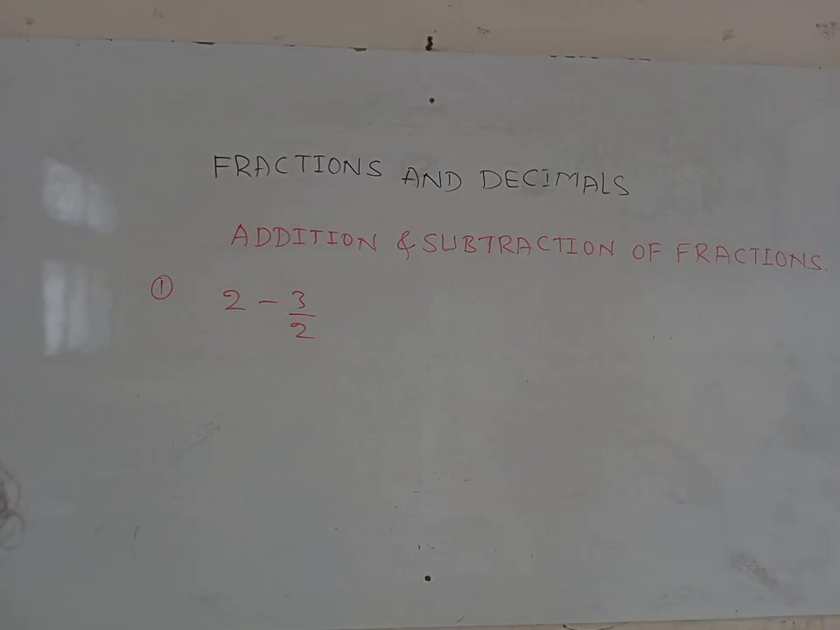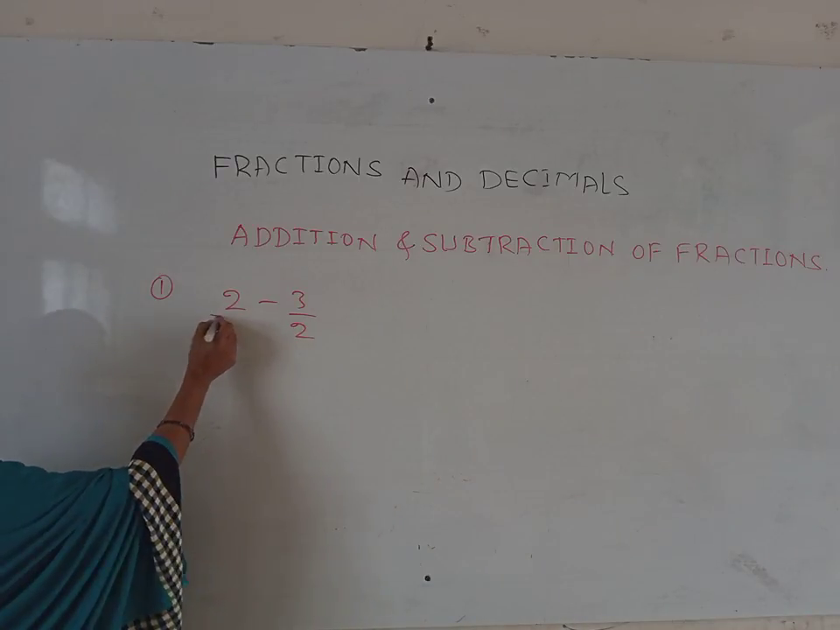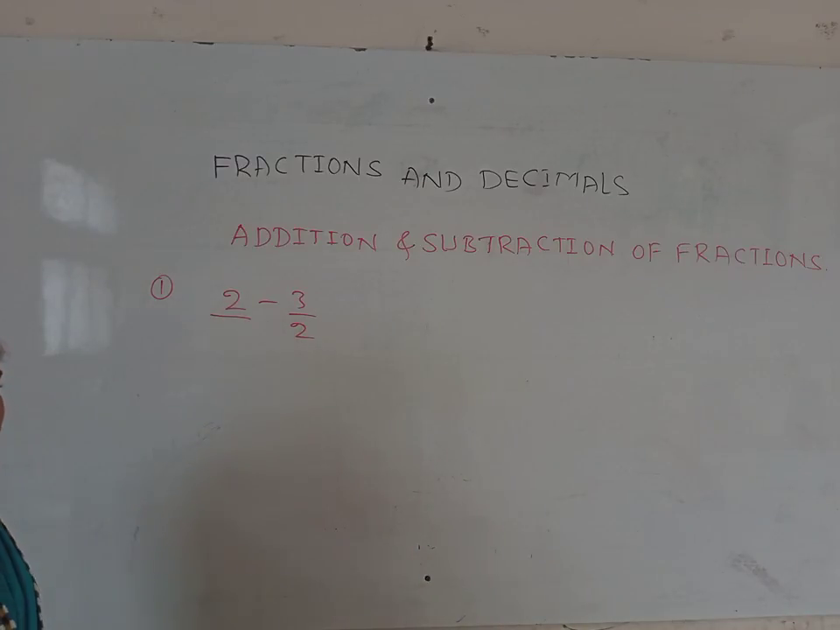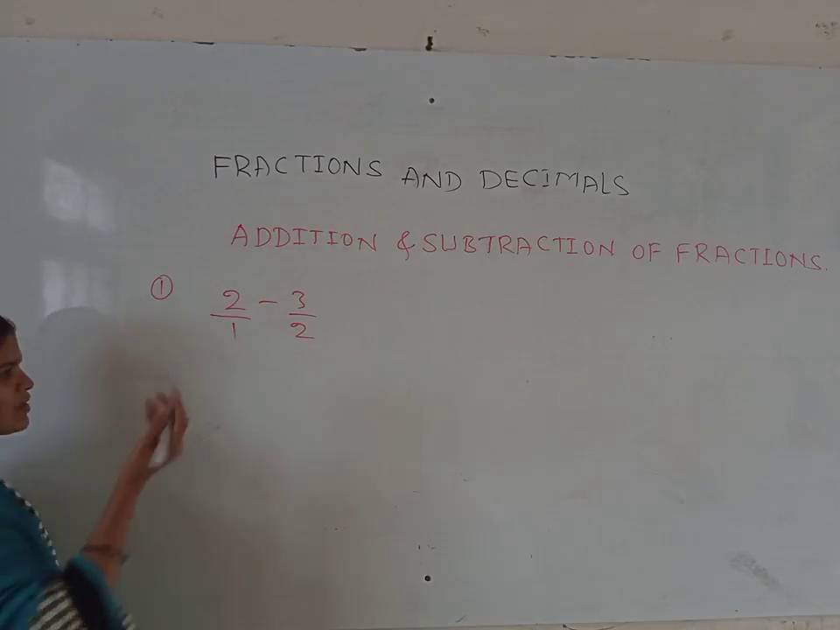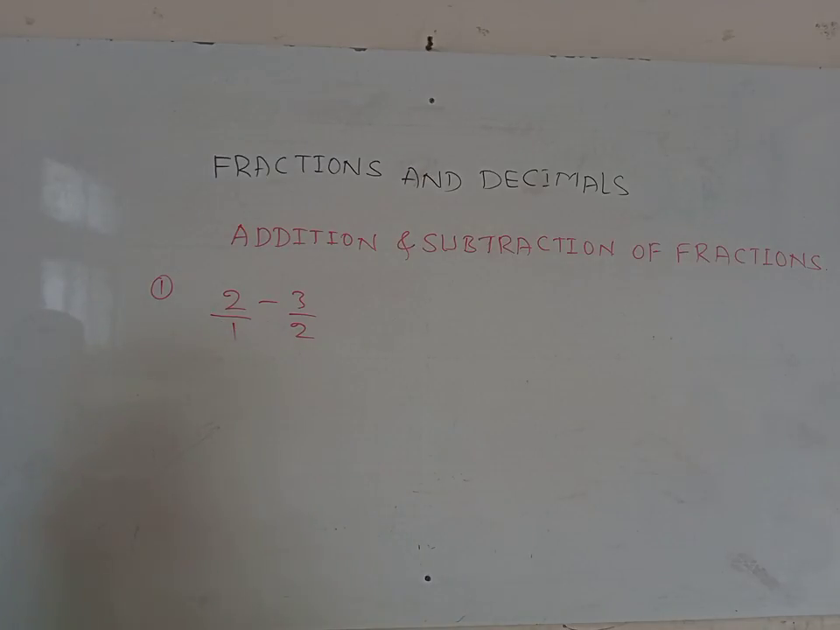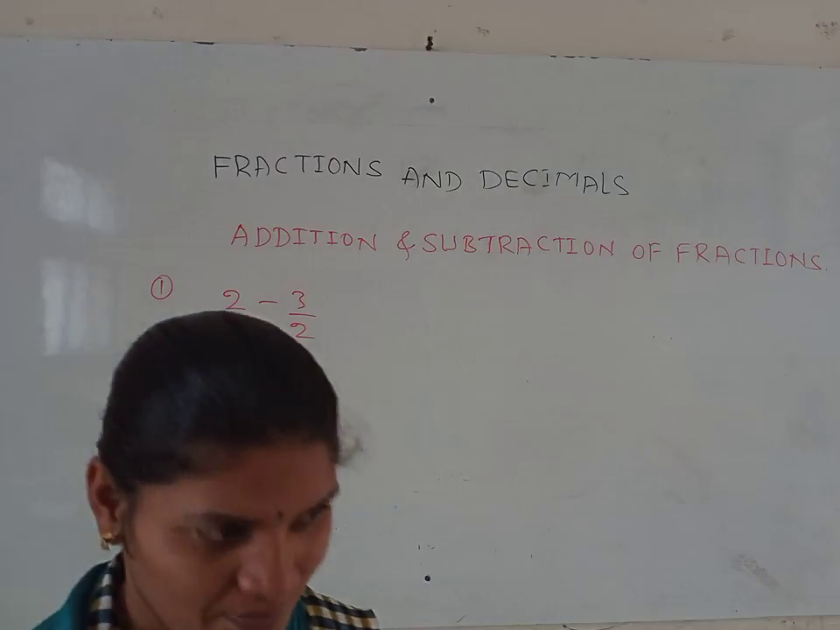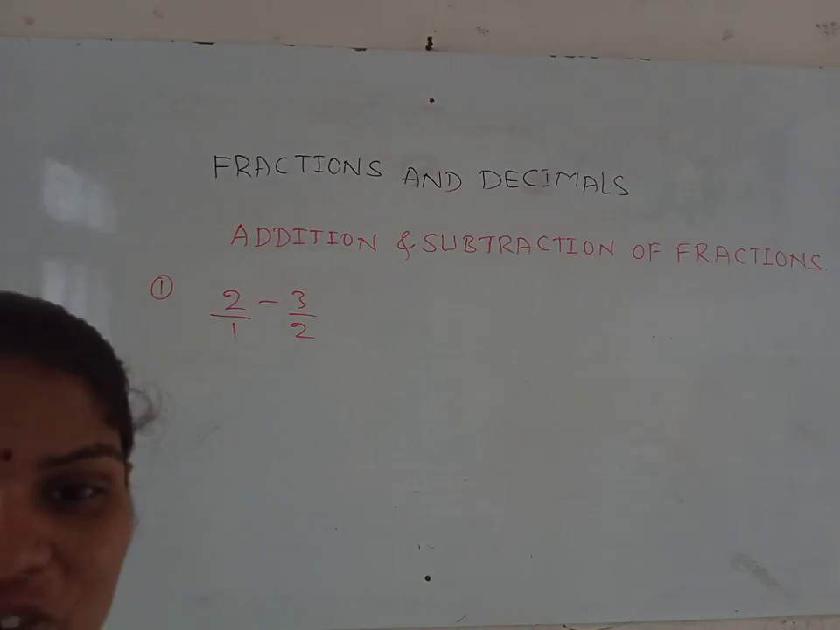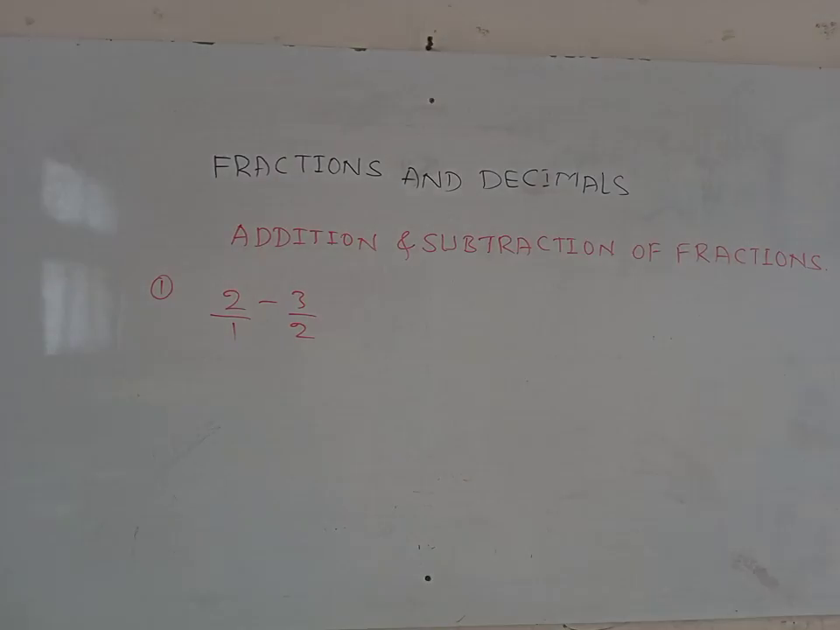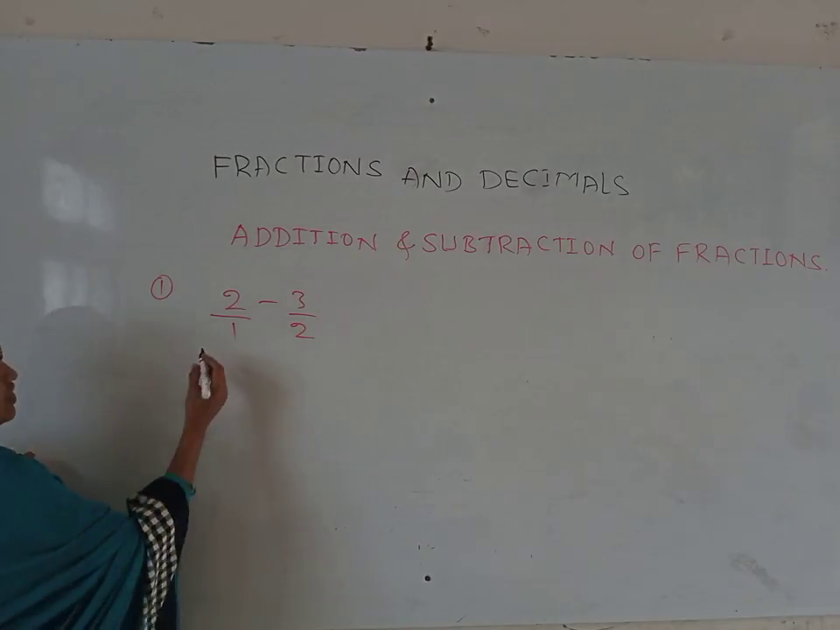Here there is no denominator for 2. How do we write it? Every number is always divisible by 1, so I take the denominator as 1: 2 by 1 minus 3 by 2. Now the denominators are different. Make the denominator the same, by taking the LCM. What is the LCM of 1 and 2? 2 itself.